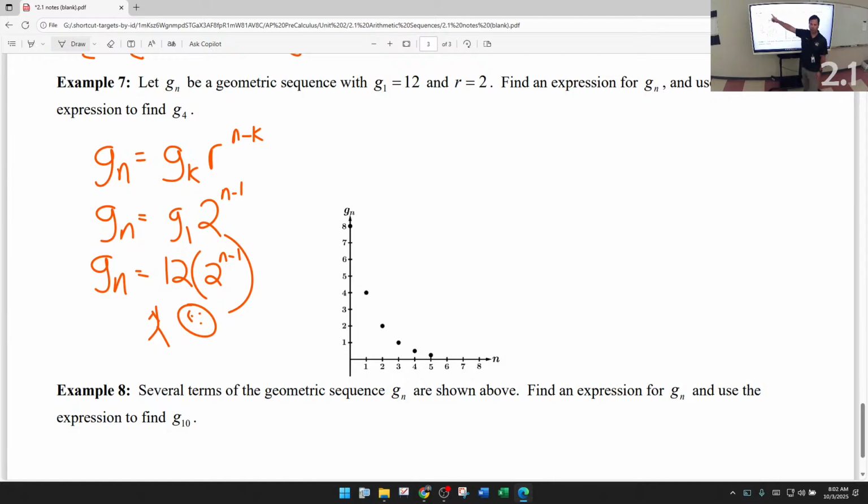We're supposed to find G sub 4, so plug in 4. 4 minus 1 is 3. 2 cubed is 8. 8 times 12 is 96.